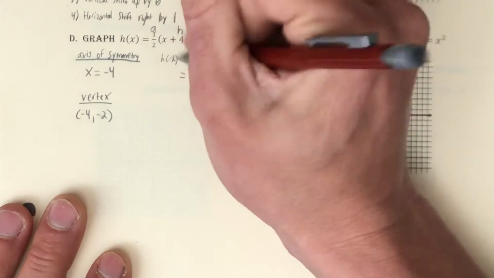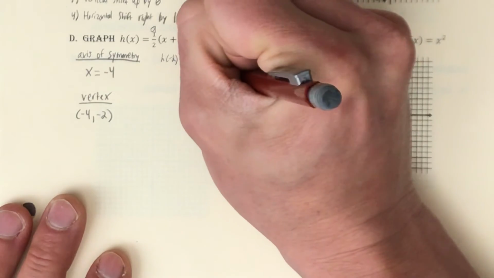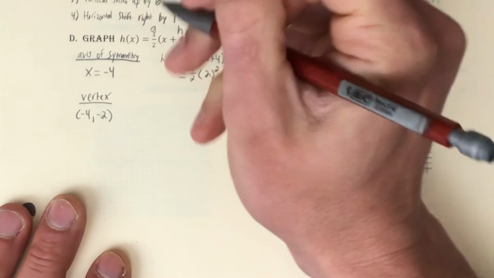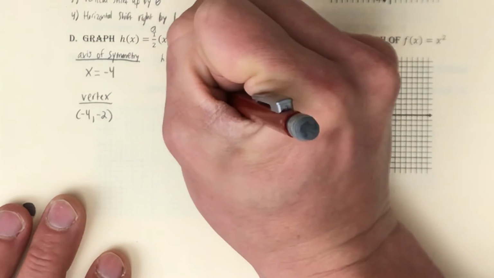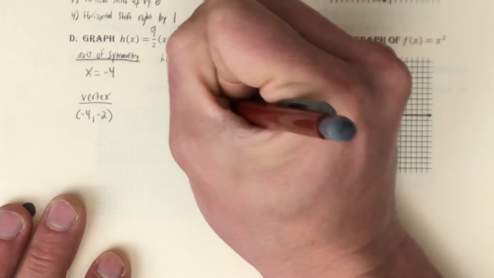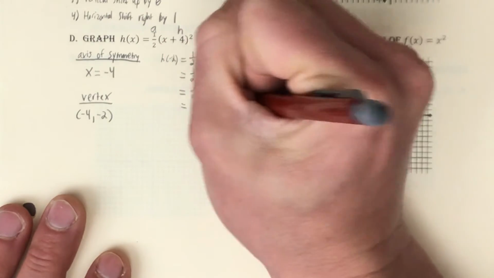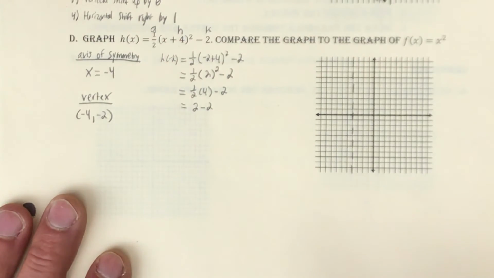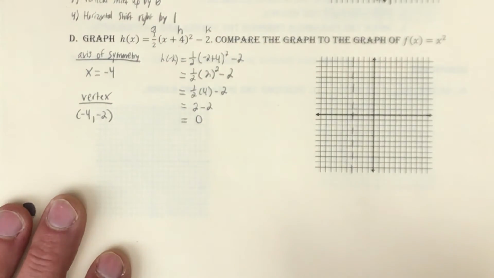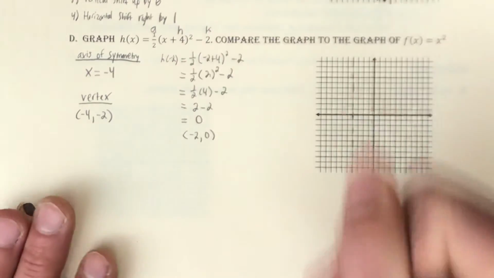So first thing, parentheses, so 1/2 times -2 plus 4 is 2, and 2 squared minus 2. So then exponent, 2 squared is 4, so 1/2 times 4 minus 2. Then multiplication, 1/2 times 4, that's the same as dividing 4 by 2, which is 2, and then minus 2. And then 2 minus 2 is 0. So my point there is -2, 0.